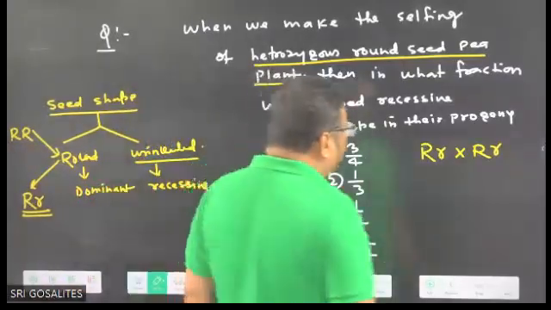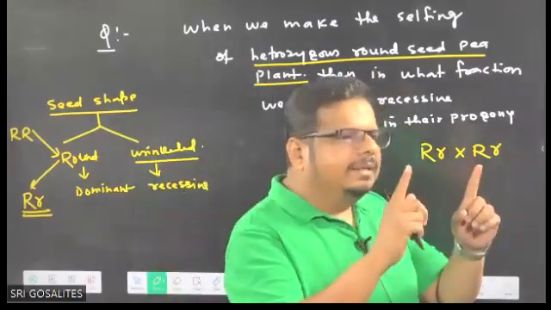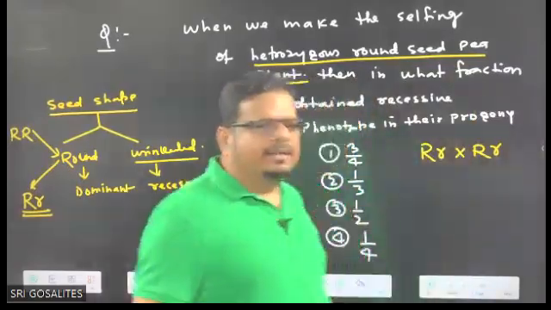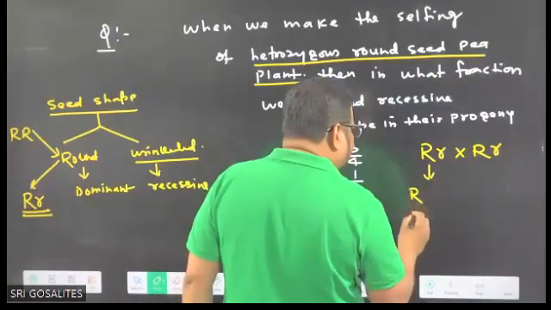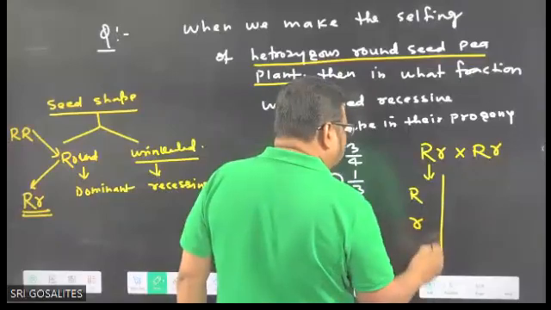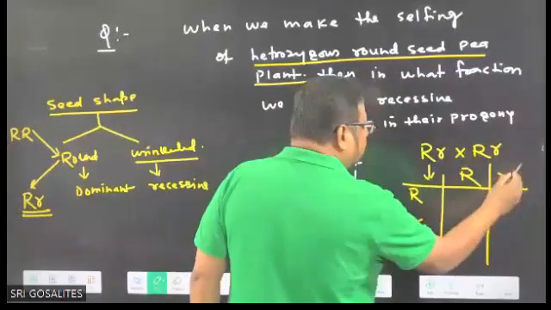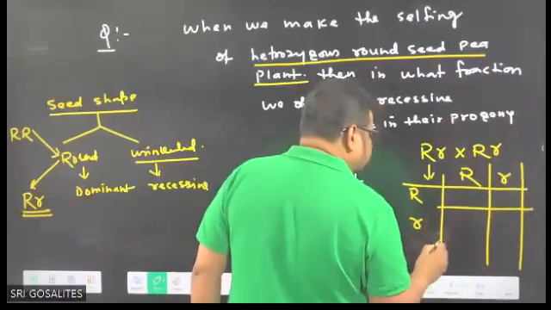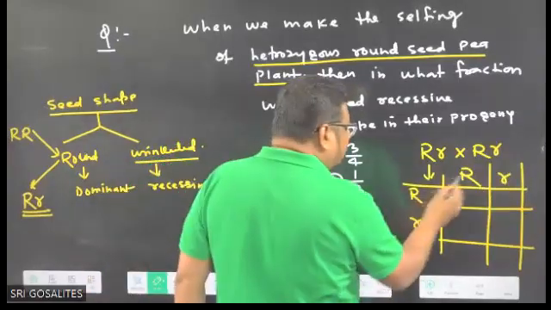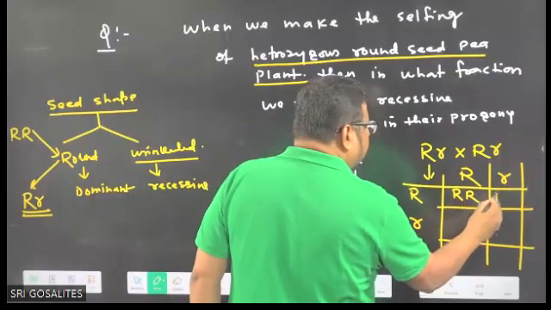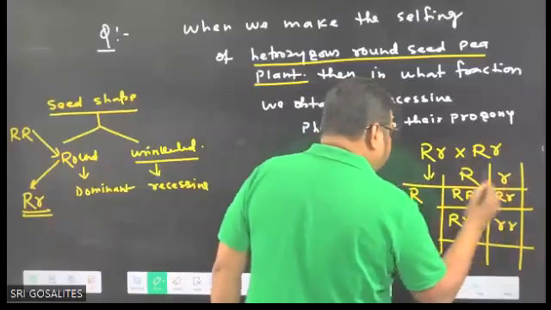Selfing we did. Now what are the gametes? The result always comes after the formation of gametes. Whenever you want a result, first form the gametes, then make a cross, then the result comes. So how many types of gametes? Two types of gametes, capital R and small r. Here, who will come? Capital R, small r. Agree? Now the cross gives capital R capital R, capital R small r, capital R small r, small r small r.